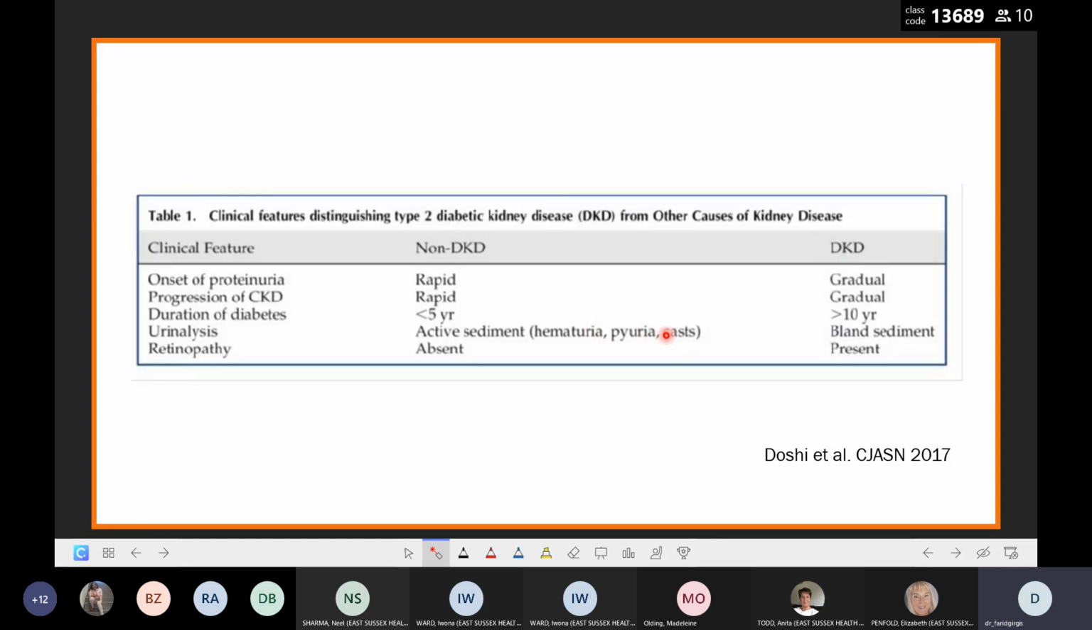If I have red cell casts, it indicates glomerulonephritis or glomerular disease. So it is not diabetic nephropathy, okay? So the presence of active sediments like hematuria, pyuria, casts makes the diagnosis of diabetic kidney disease remote, and I should search for another disease, okay? Retinopathy is usually absent in non-diabetic kidney disease and present, as we said previously, in diabetic kidney disease.